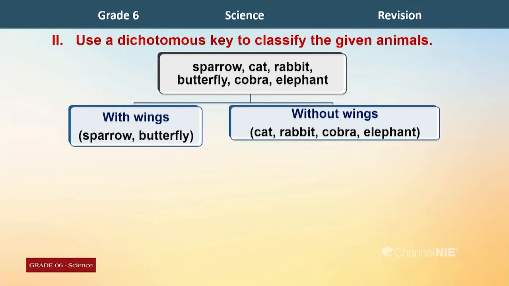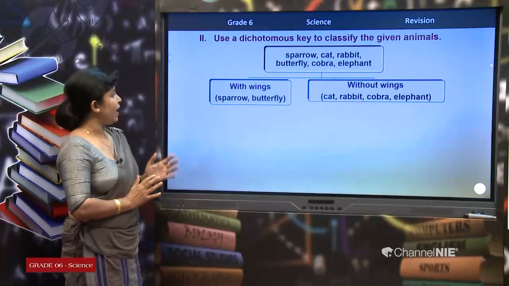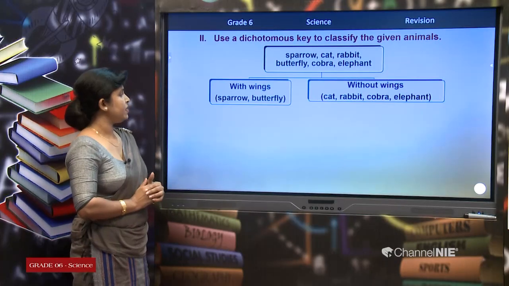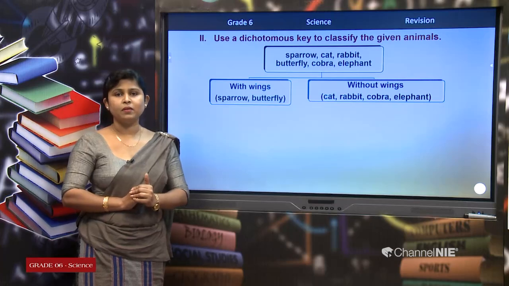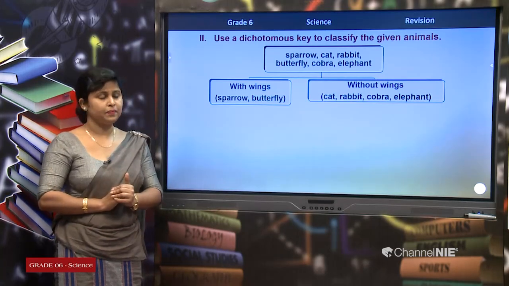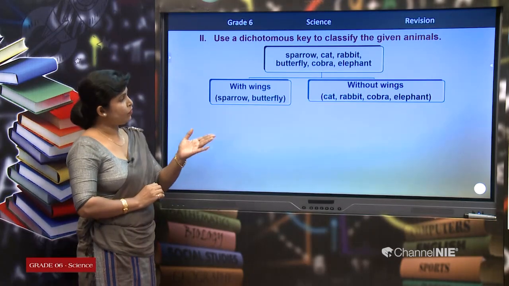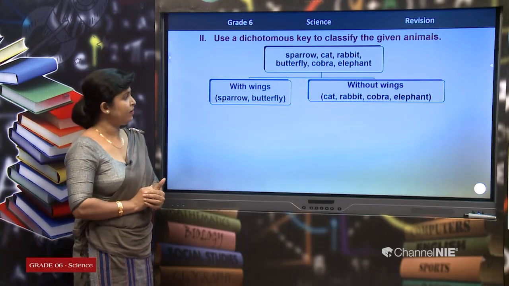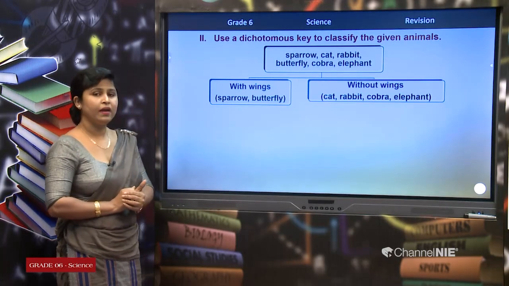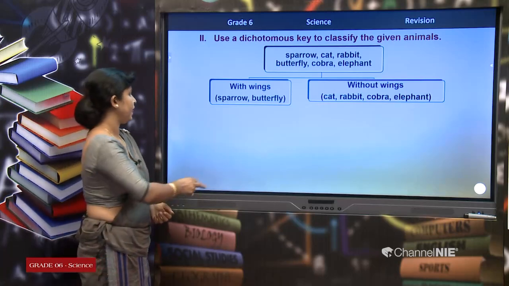Sparrow, cat, rabbit, butterfly, cobra and elephant. Out of the animals given there, the animals with wings are sparrow and butterfly. The sparrow and the butterfly have got wings. Then without wings, you know, the other animals do not have wings. Cat, rabbit, cobra, and elephant.